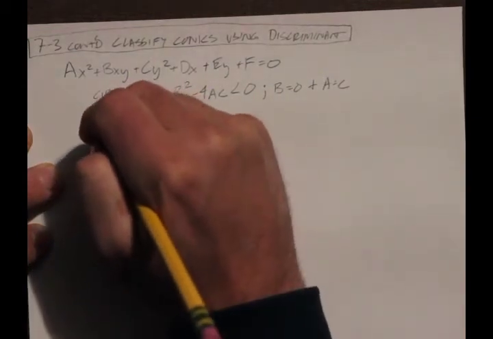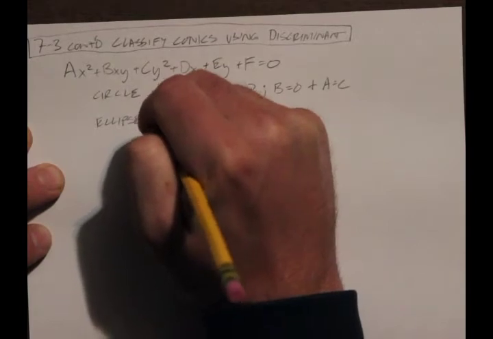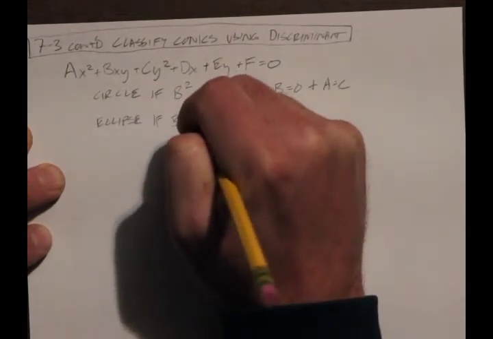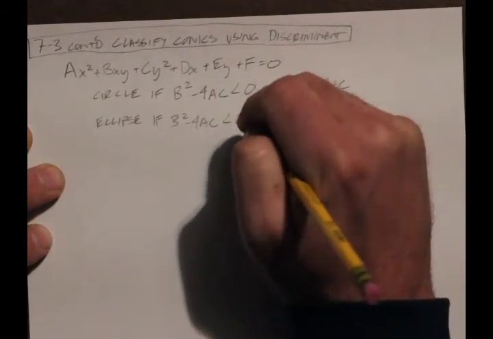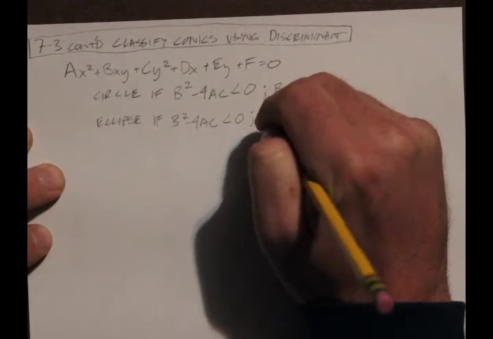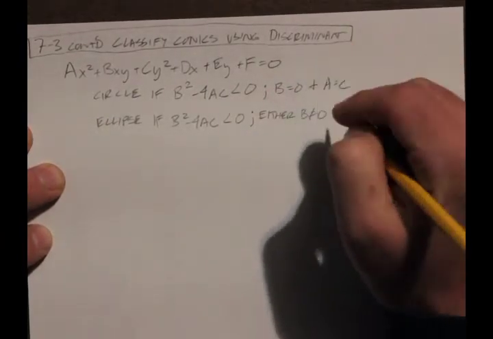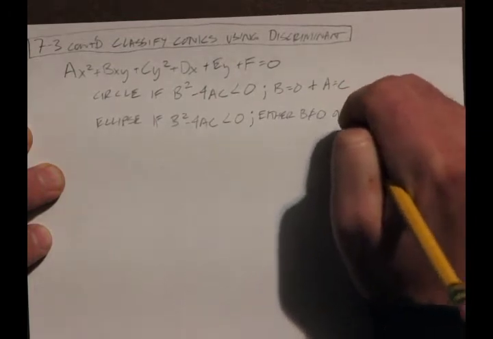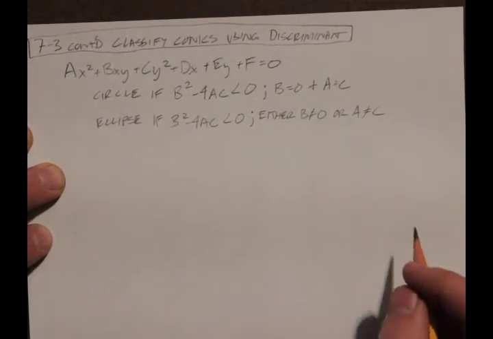Now an ellipse: if b squared minus 4ac is less than 0 and either b doesn't equal 0 or a doesn't equal c. So either one of those can be true.